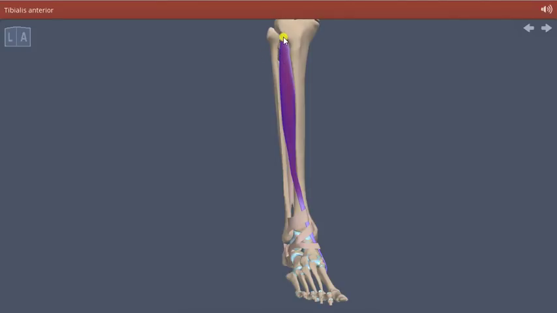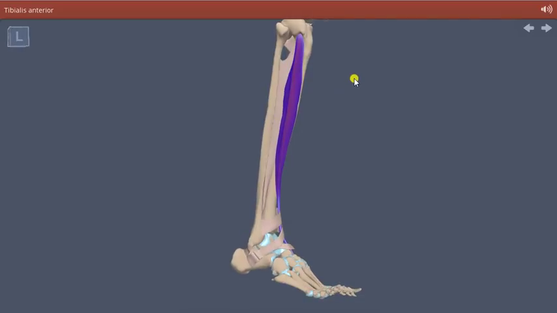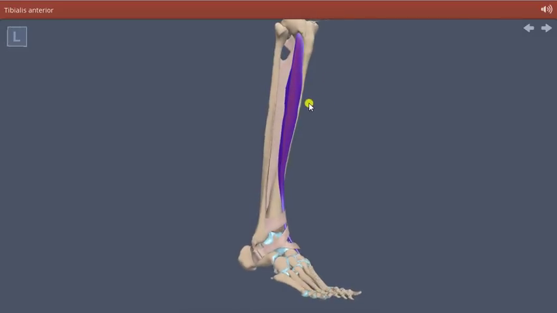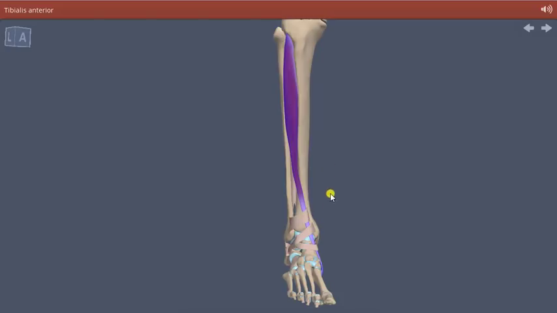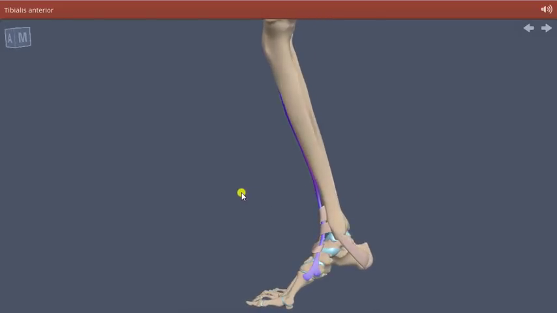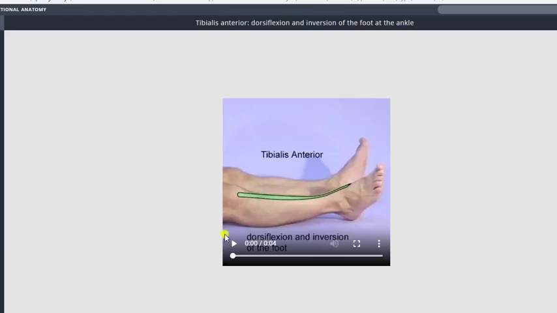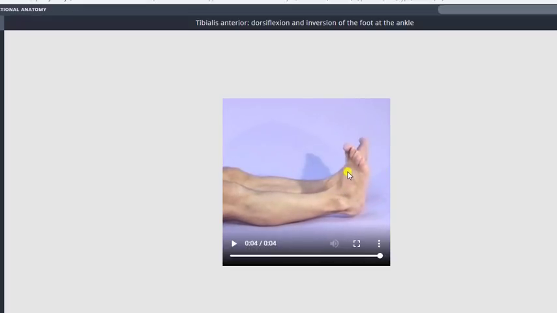Tibialis anterior, again, takes origin from the lateral surface of the tibia, and here from the lateral condyle of the tibia. From the interosseous membrane, it passes from lateral to medial to insert into the base of the first metatarsal bone and the medial cuneiform bone. The action of this muscle is dorsiflexion, and also it inverts the foot. Here is the surface anatomy of tibialis anterior, and this is the action: dorsiflexion and inversion of the foot.